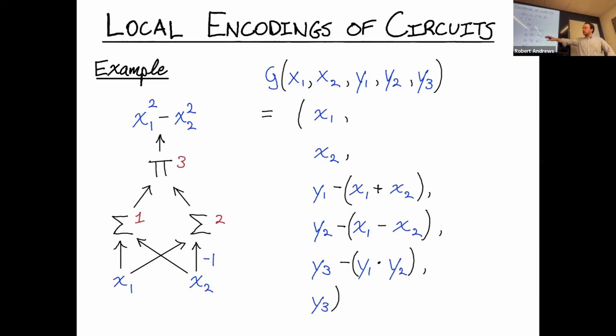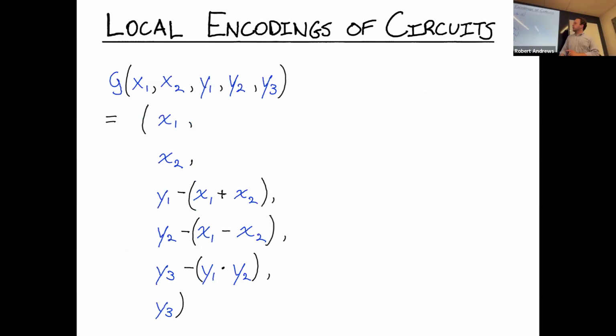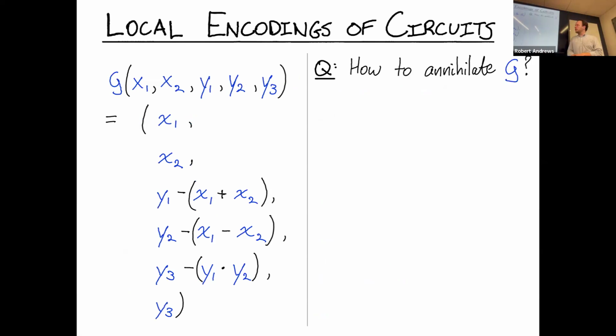It's clear that all of these are very low complexity polynomials. But what can this possibly do? How would you even prove that something like this is pseudorandom? So I'm going to erase the circuit, move the generator to the left side of the slide, and let's ask this question. How would you annihilate this generator?